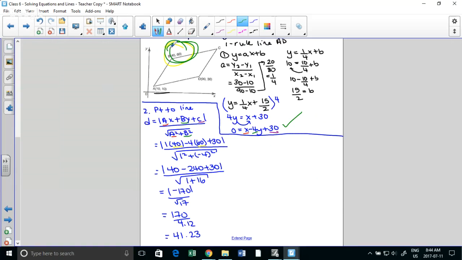Why does the distance point to line formula not work? Sorry, the question is: is there a reason why the regular distance formula wouldn't work?